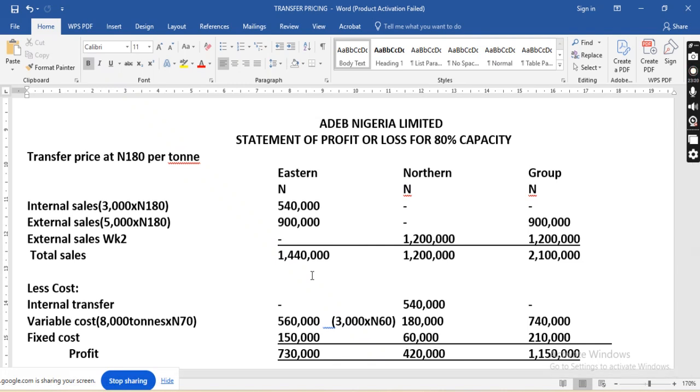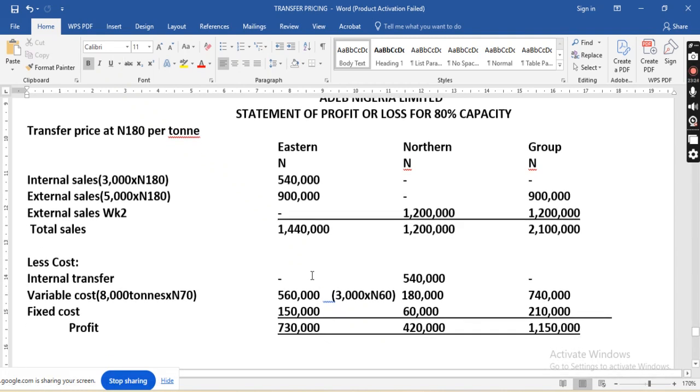So transferring based on 180 will not be favorable, and it will not be good for the company, because the good characteristics of a transfer price are goal congruence, maximization of not only the division profit. You should also maximize the group profit as well. So you can't even use this 180.